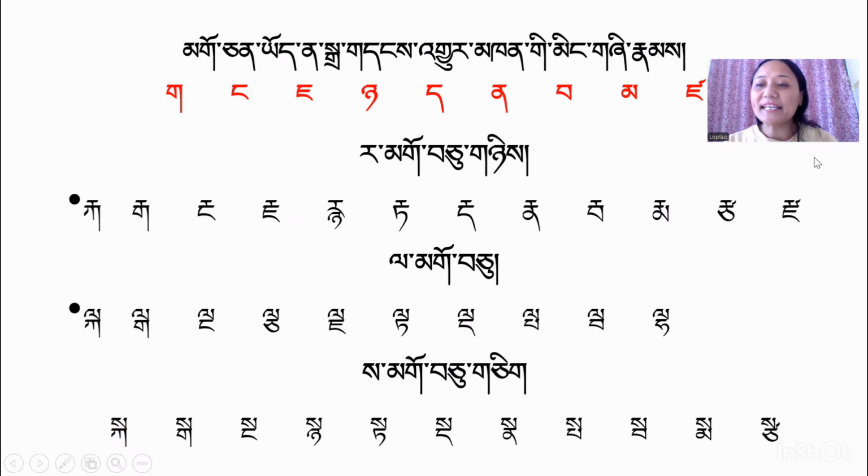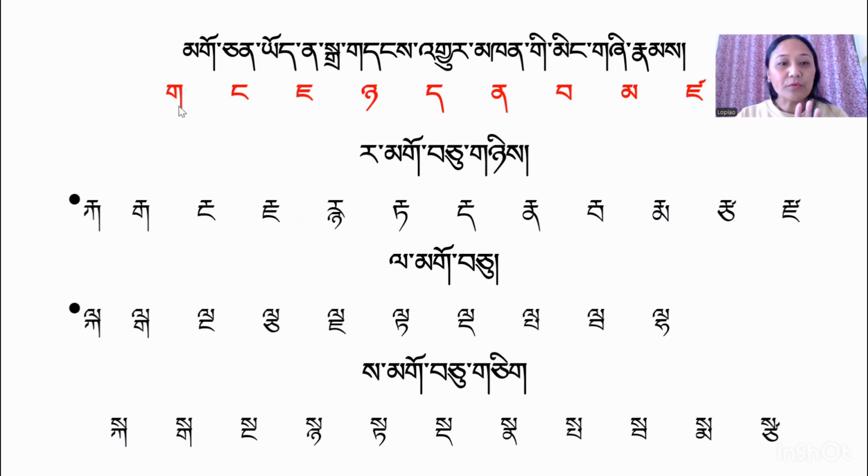So see here. Letters which are in the red color, these letters are changed when you put the head letter. So these are the same as the prefix. When we studied the prefix, the first column and second column have no change, even combined with the prefix, and the third column and fourth column will change. That is the same rule for head letters.